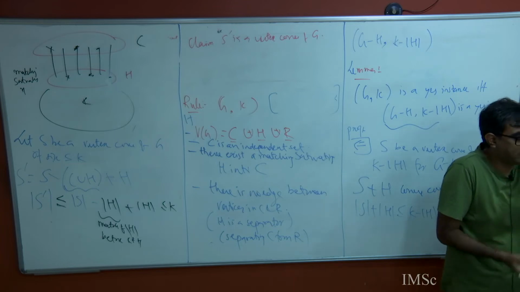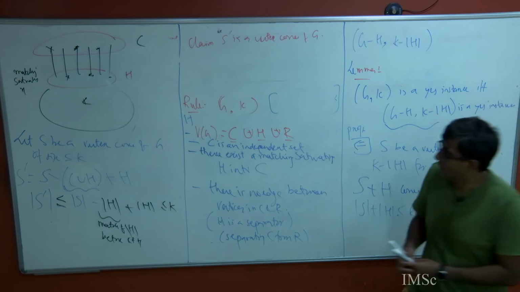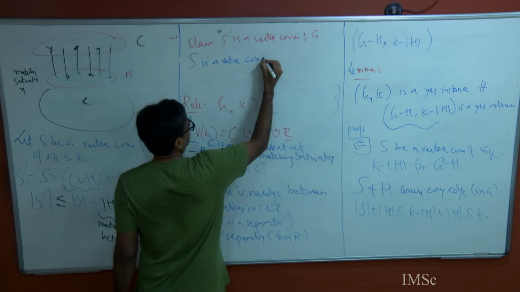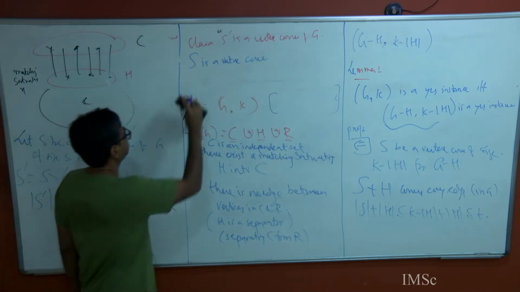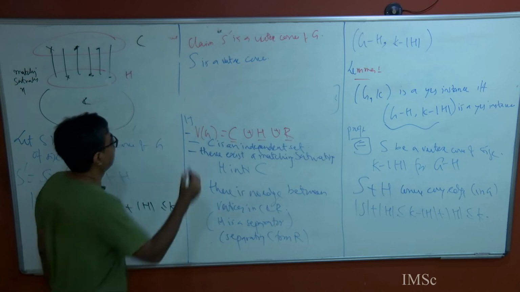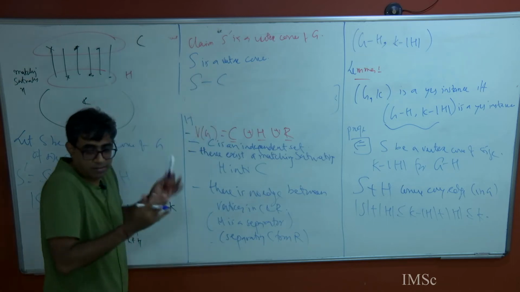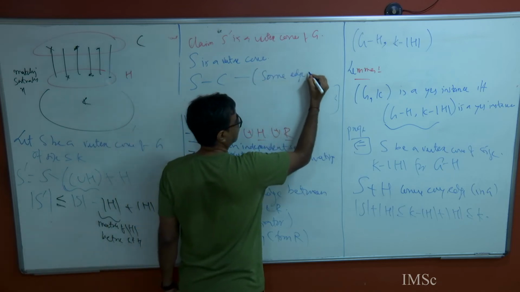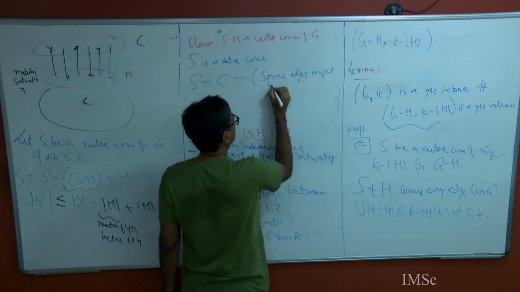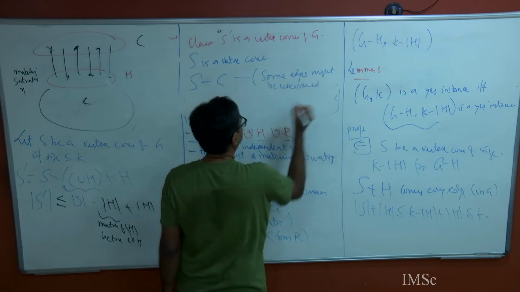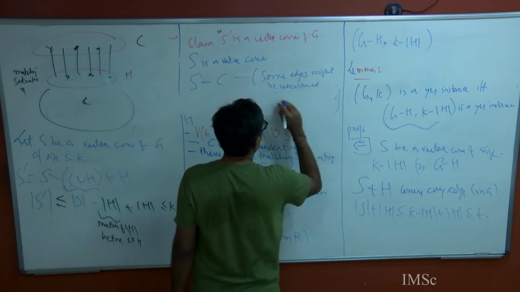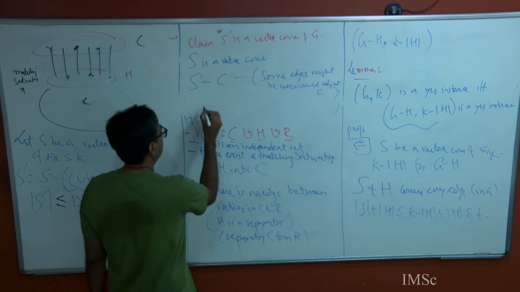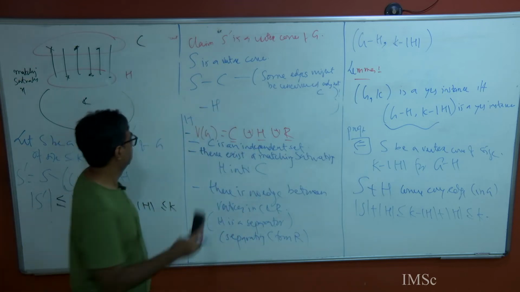The only vertices which I deleted from S, look, S was a vertex cover, right? S is a vertex cover. All of you agree? Now, from S, let's delete C. Some edges might be uncovered, right? Uncovered edges adjacent to C. Now I also deleted H from this, okay?